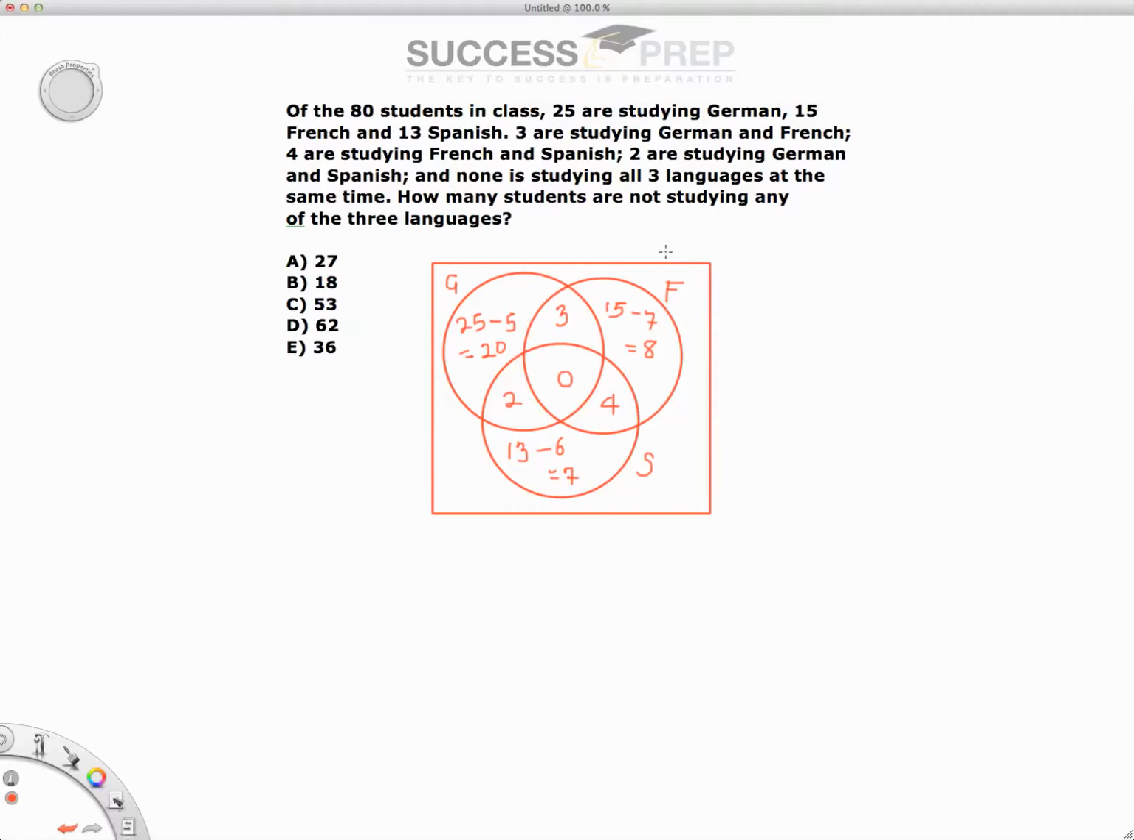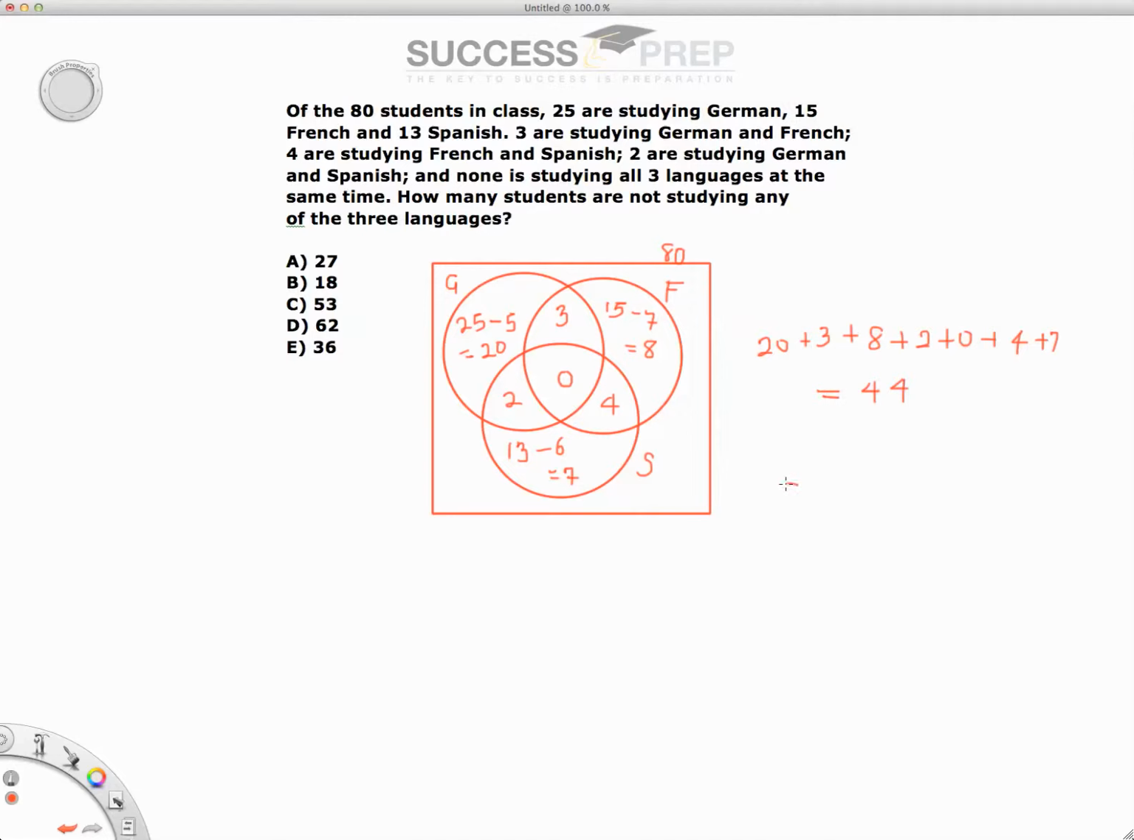Keep in mind that the total number of students that you have is 80, so this number out here is equal to 80. Okay? So what you have to do is go ahead and add up all the numbers that you have in your set and see what you have left over. So I'm going to say 20 plus 3 plus 8 plus 2 plus 0 plus 4 plus 7. If you add up all of these numbers, you're going to get a total of 44. What this means is you've accounted for 44 students out of a total of 80 students.